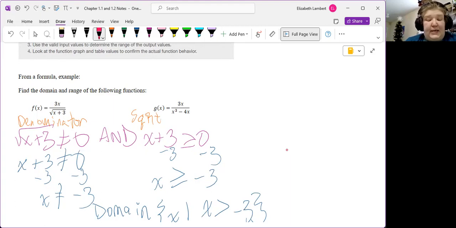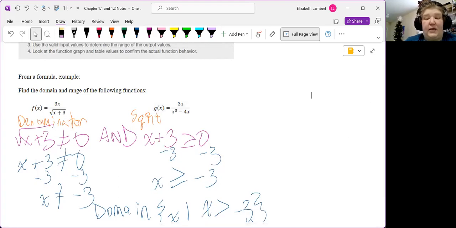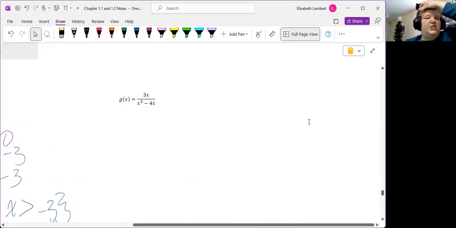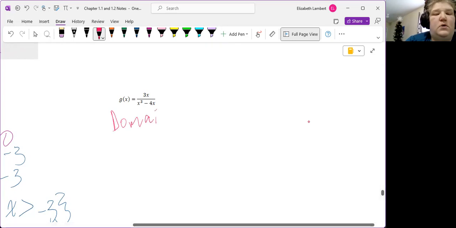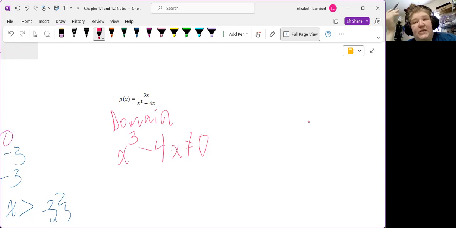Alrighty, so this guy here. Let me come over here and see if I can get that to paste. Yay. All right. So domain and range of this one. Again, for the domain, we don't have a square root, no logs. All we have to worry about is dividing by 0. So x cubed minus 4x is not allowed to be 0, which begs the question, when is it 0? What makes that 0? So we need to solve this.